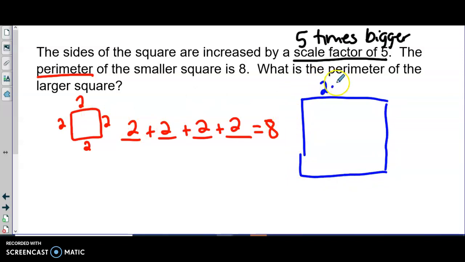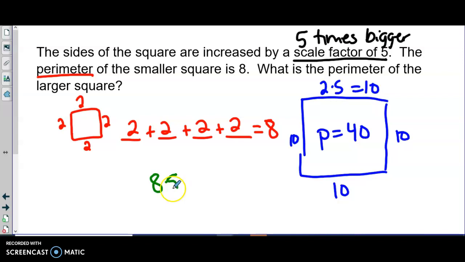So 2 times 5 is 10, which means each of these sides is 10, which means if I find the perimeter, I would add up all those sides, and the perimeter of my bigger figure would be 40. Now there is a shortcut here. You could take your perimeter of 8 and multiply it by the scale factor. Now this only works in perimeter. We're going to look at an area problem in just a minute, and you can't just multiply it like that. This only works for perimeter.